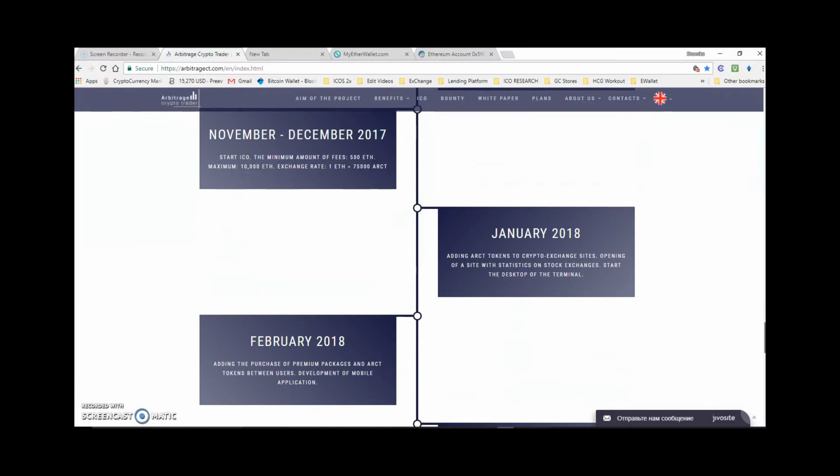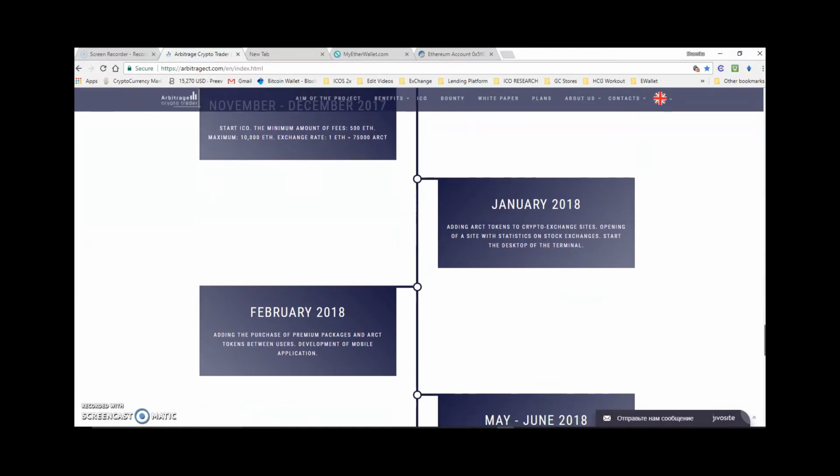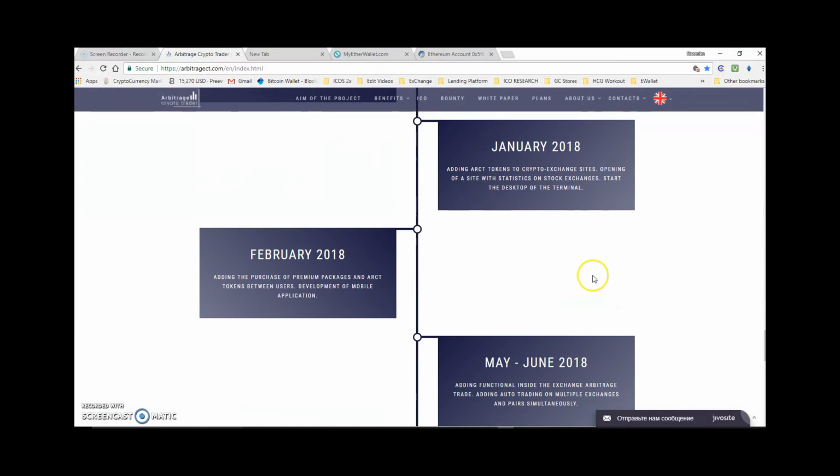January, which we're in now, they added the ARCT token to the crypto sites, and they're going to open up a site with statistics on the stock exchanges, starting with a desktop on the terminal. February, next month, this is what they want to do between the users, developing a mobile app. So they got a pretty good roadmap. I'm very interested and very excited.